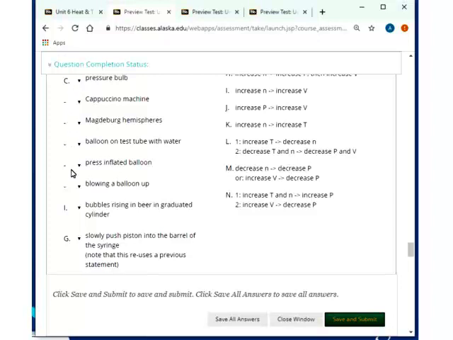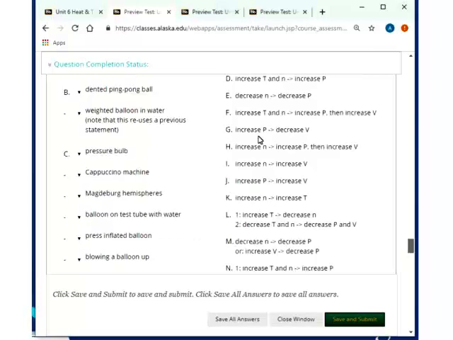So C, D, E, F, G, H, I, up to slowly push piston into a barrel of a syringe. That's different from the fire syringe because this one is being slowly pushed. So when that happens, let's see, it says it uses statement G, you increase the pressure. At the same time, you decrease the volume, but because you do it slowly, as it's trying to heat up, that heat actually has the time to escape, and there's a negligible temperature increase. That's why it doesn't say anything about temperature here.